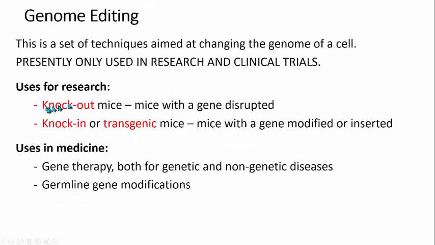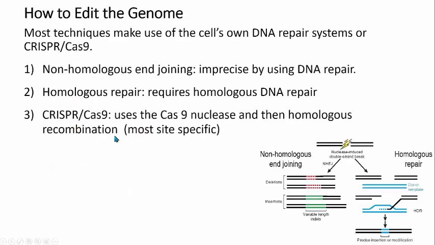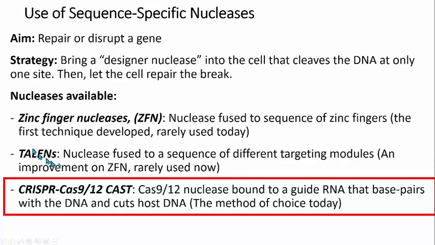You do need to know the difference between a knockout and a knock-in. The way we do that today is by a system called CRISPR-Cas9. We'll see CRISPR-Cas9 as a huge benefit over the old systems. These are the old systems. Both of these are rarely used today because they have such severe side effects.